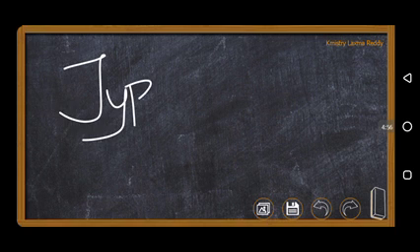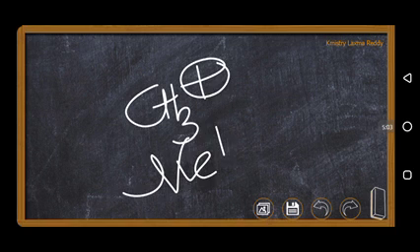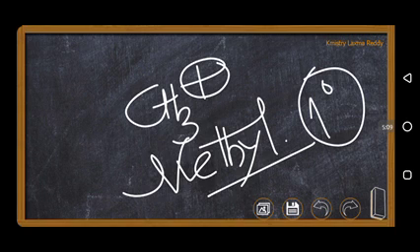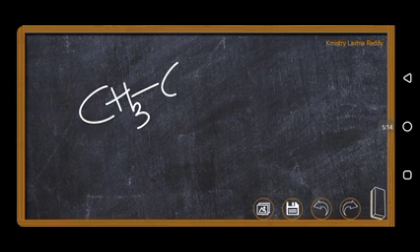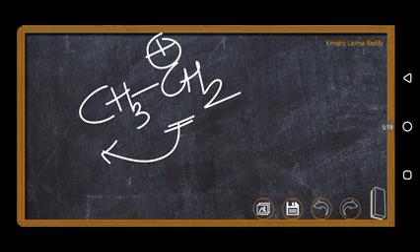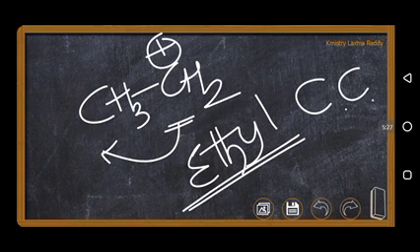Now we'll go with types of carbocations. First one, CH3+. This is the methyl carbocation. It is called a primary carbocation because this carbon is a primary carbon. Next, CH3CH2+. Here the plus charge is on the carbon attached to only one other carbon atom. This is the ethyl carbocation. This is again a primary carbocation.